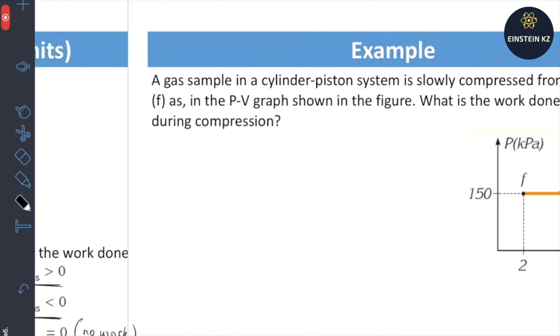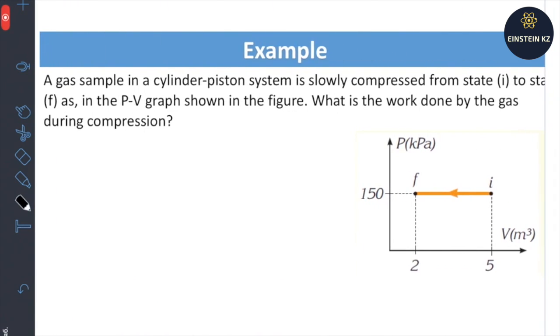Okay, so now here we have a problem. Here we have to pay attention to the numbers that we have and the units on the graph. So here firstly we have to pay attention to the pressure. Pressure is given in kilopascals. So here the length of this side will be equal to 150 kilopascals, which is equal to 150 times 10 to the power of 3 pascals. So we have to make sure that we have here pascals, not kilopascals.